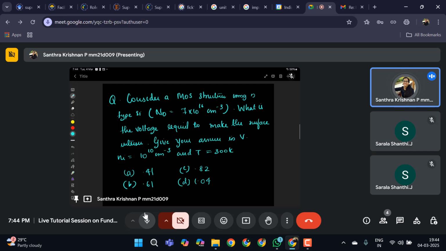Like electron concentration at the surface, Ns can be written as a particular equation. So in that, from the question it is told that we have to find out the voltage to make the surface intrinsic. So we have to find the voltage that makes N equal to Ni. So what happens? φs becomes equal to φb. So then using the equation for φb, you can find out the value.